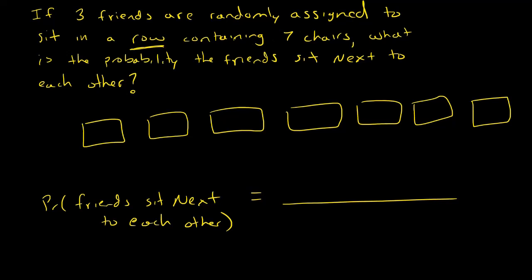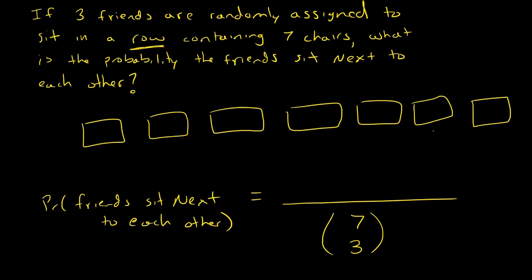So we don't want to use a permutation. We want to use a combination, right? Where the order of them sitting in these chairs is irrelevant. So we have 7 chairs and we are choosing 3 for the friends to sit in.